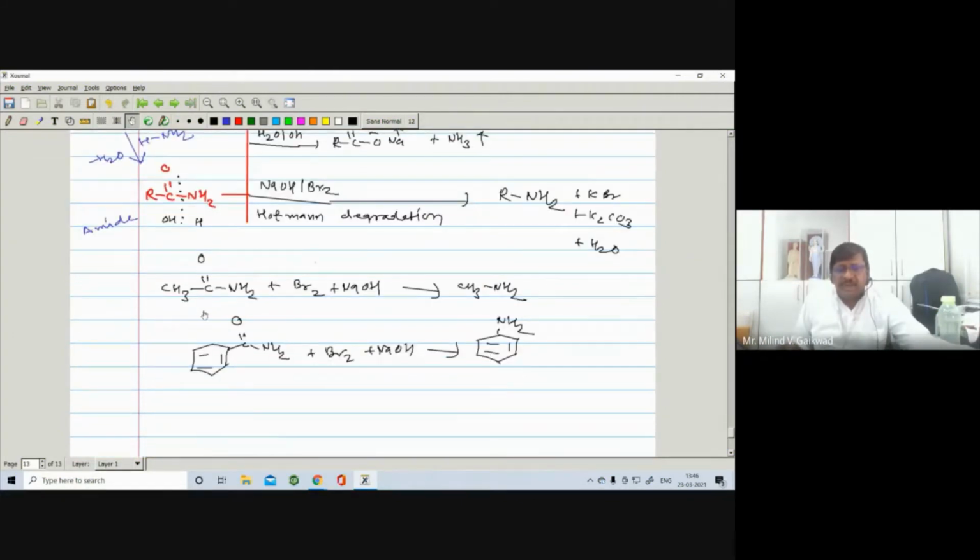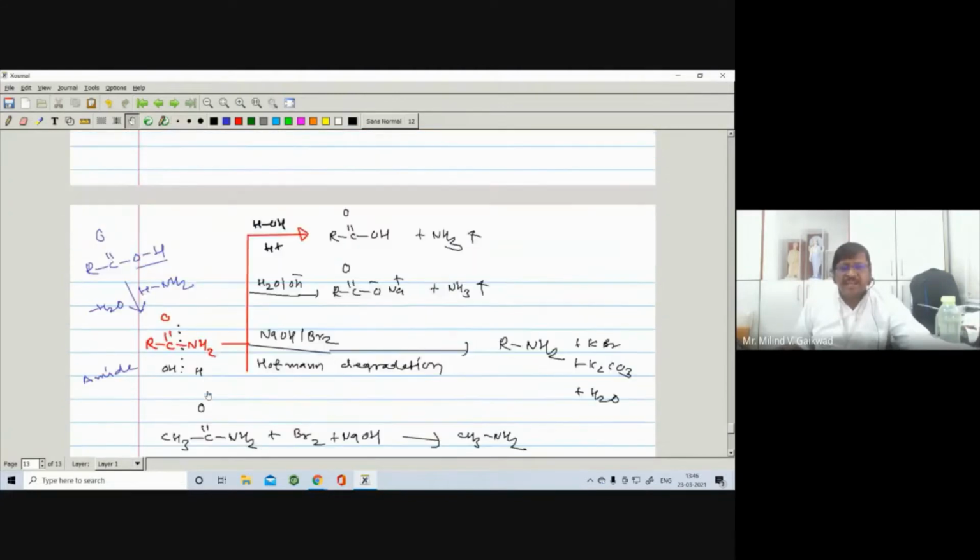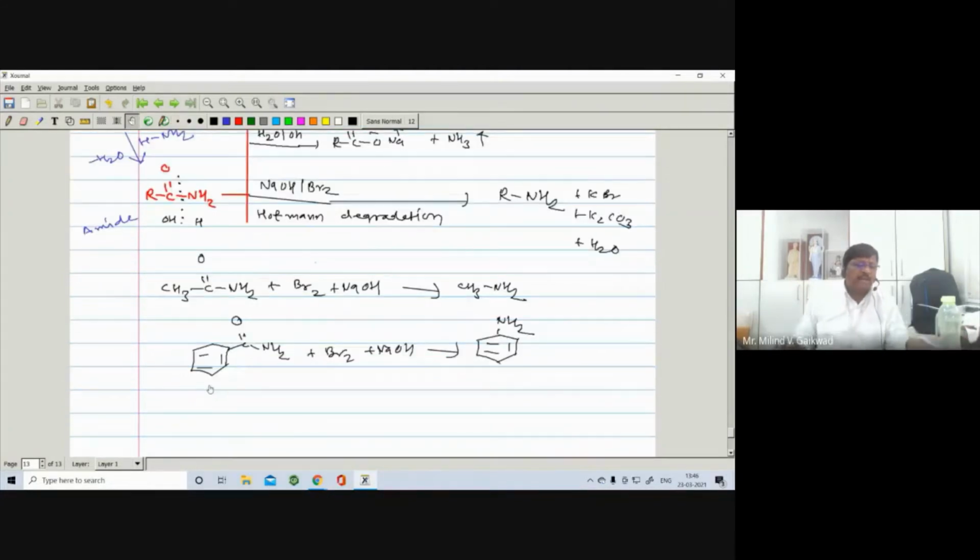Now here, for example, if R is CH3, it is called acetamide. Acetamide will convert into methylamine, and benzamide will convert into the corresponding aniline. So these are some of the chemical reactions given by amide. Okay, so this was one of the functional groups that we have to learn.